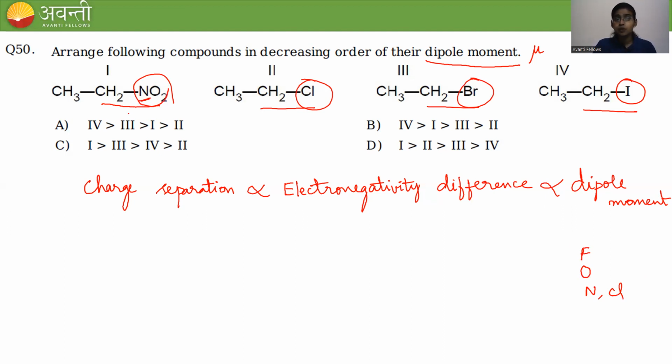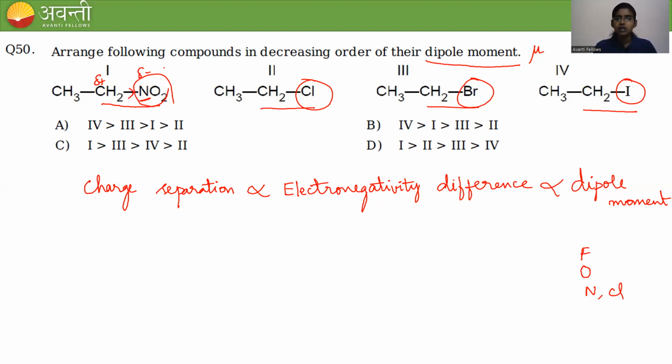in this nitro group, nitrogen is bonded with two more electronegative atoms, that is oxygen. Okay, so this nitro group would have more electron-withdrawing nature. So the charge separation will be very, very high in this case, and the dipole moment will be very, very large. Charge separation will be more, so dipole moment is very large. That is delta plus and delta minus, charge separation is very high. So dipole moment is also very high.